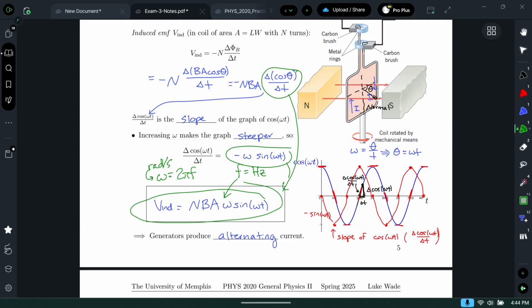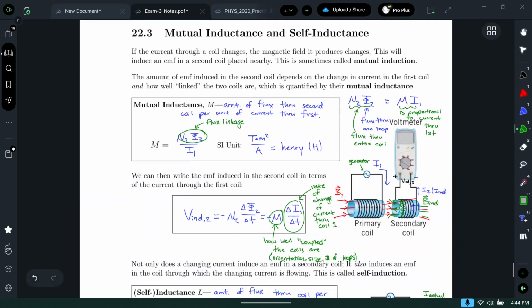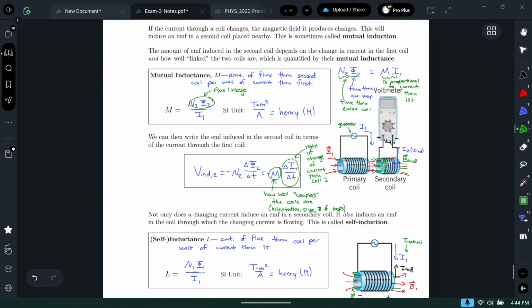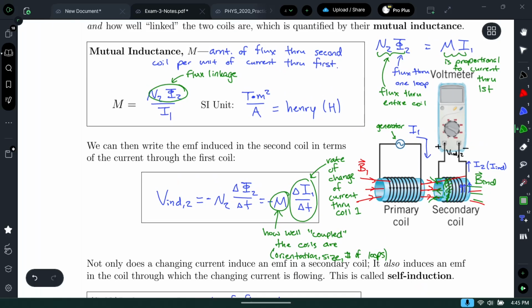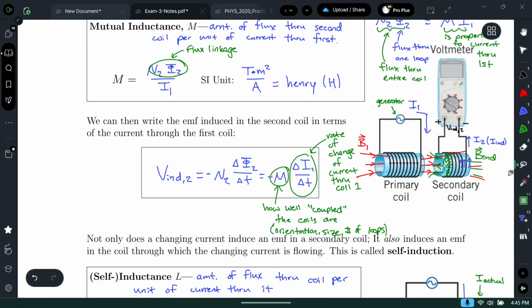But if I give you something in hertz, you have to do that extra step of 2 pi f. And last, mutual and self-inductance is actually still more of the same. The hard part is figuring out the direction of current flow, and this is the hardest one because there are the most steps. So if we look at this picture on the right, and I'll just clear all this away.